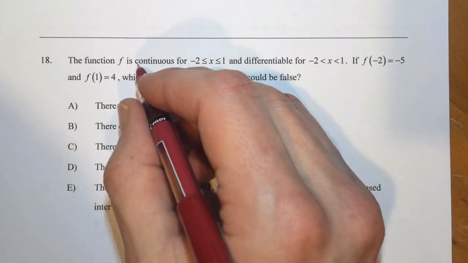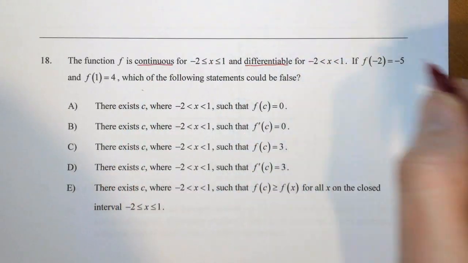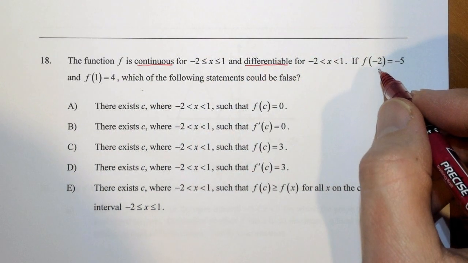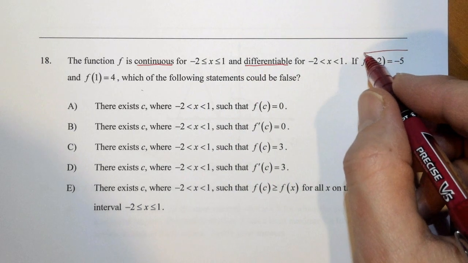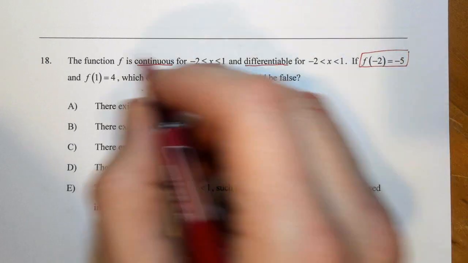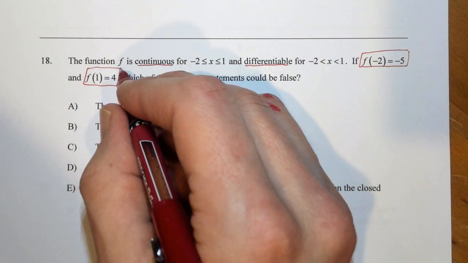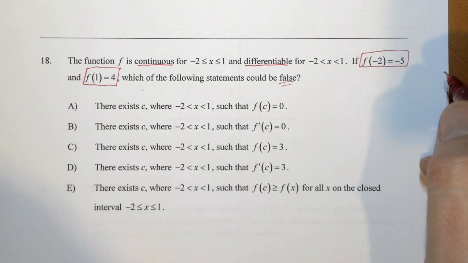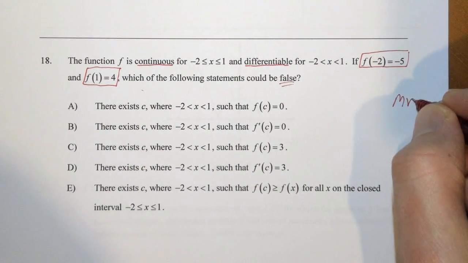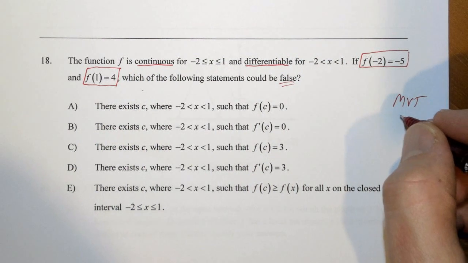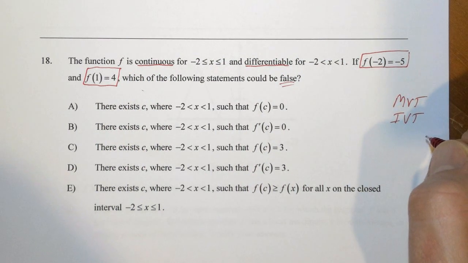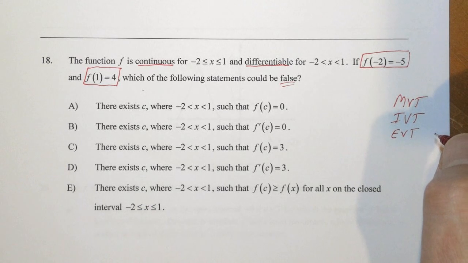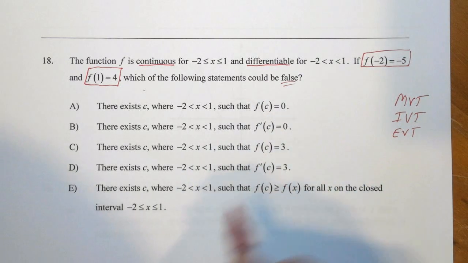18, once again, we have a continuous function and a differentiable function on the interval from -2 to 1, either closed or open. What else are we told? F of -2 is equal to -5. That's probably important. F of 1 is equal to 4. That's also probably important. Which of the following statements could be false? Okay, so once again, we're getting into our theorems. This one specifically will focus on mean value theorem and intermediate value theorem, and then it touches real quick on the extreme value theorem.